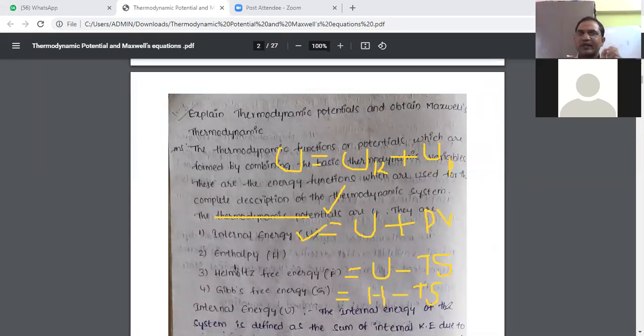Each function we convert or express in terms of only these four quantities: pressure, volume, temperature, entropy. From that, we derive the first order differential equations. They are called Maxwell thermodynamic relations. By using these four thermodynamic potentials, we derive the four equations. So Maxwell derived four differential equations to describe any thermodynamic system. Those equations are said to be Maxwell thermodynamic equations or Maxwell thermodynamic relations.